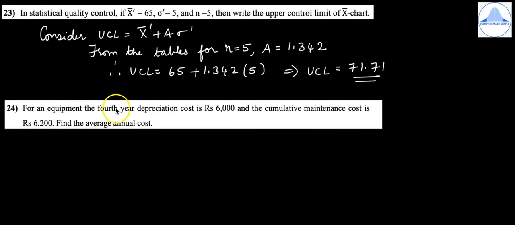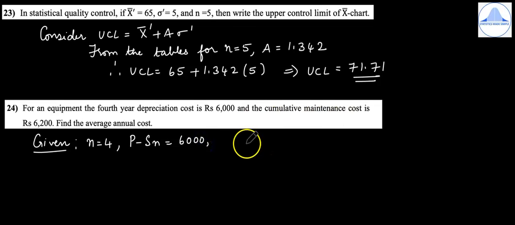24th question. For an equipment, the 4th year depreciation cost is rupees 6,000 and the cumulative maintenance cost is rupees 6,200. Find the average annual cost. So this question is from replacement theory. First we will write down what is given in the question. They have mentioned here 4th year, so that means n is equal to 4. Depreciation cost means it is P minus Sn, which is 6,000. And the cumulative maintenance cost, that means summation Ci, is equal to 6,200.